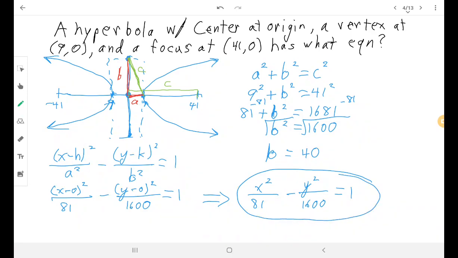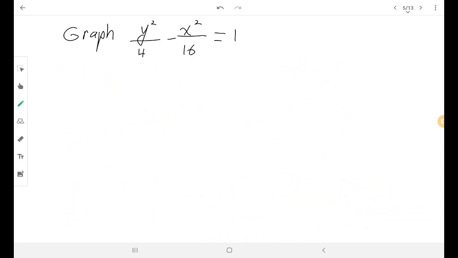I'll pause for a second, give you a chance to look at that. And let's move on. So now, let's talk about the other way. If I give you the equation, let's talk about graphing it. So here we have an equation for a graph of a hyperbola.